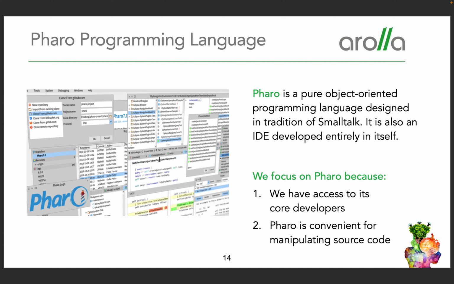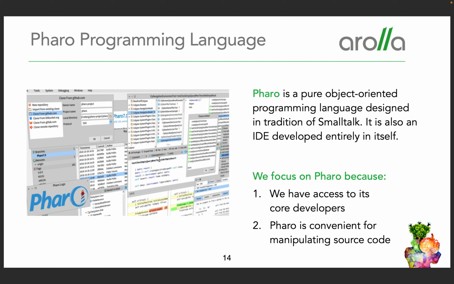Well, the first and most important reason is that we have direct access to the Pharo community. Many of the core developers of Pharo are members of our research group, and we also have a direct connection to almost 1,000 developers that write code in Pharo. So it is very easy and very convenient for us to get access to those developers and to talk to them about their projects or about their code.